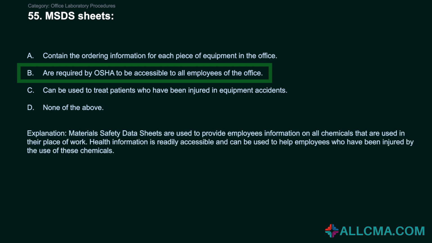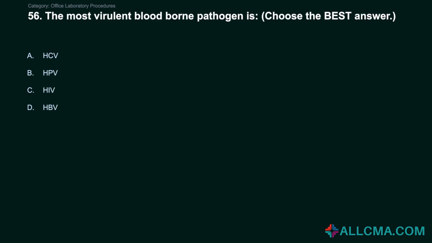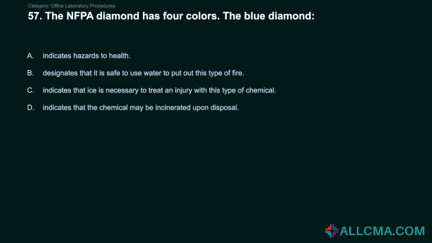Material safety data sheets are used to provide employees information on all chemicals that are used in their place of work. Health information is readily accessible and can be used to help employees who have been injured by the use of these chemicals. 56. The most virulent blood-borne pathogen is, choose the best answer. A. HCV. B. HPV. C. HAV. D. HBV. Correct answer, A. HCV. Hepatitis C is 100 times more virulent than hepatitis B.